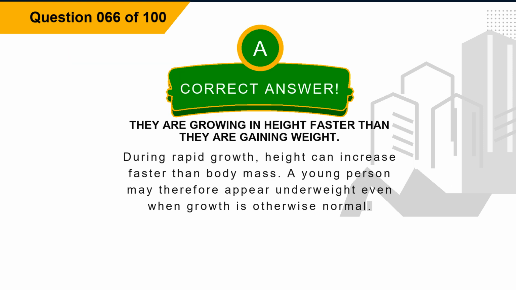The correct answer is option A, they are growing in height faster than they are gaining weight. Explanation. During rapid growth, height can increase faster than body mass. A young person may therefore appear underweight even when growth is otherwise normal.